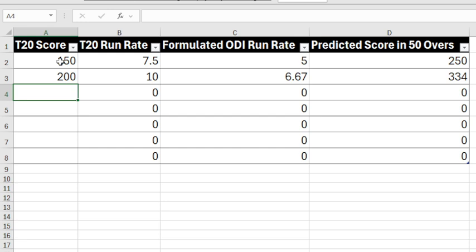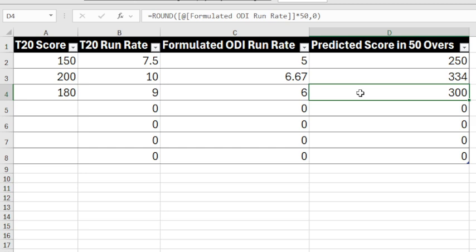Coming back, now you can do a calculation while we are typing. So the score is 180. You guys can predict what the T20 run rate will be. It will be 9, and then we divide the 9 by 3 and multiply by 2. 2/3 of 9 would come up to 6, and the predicted score in 50 overs would be 300.